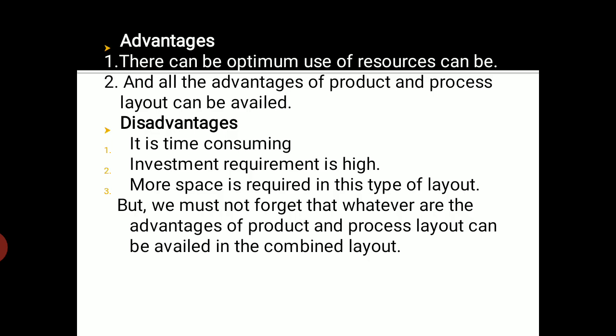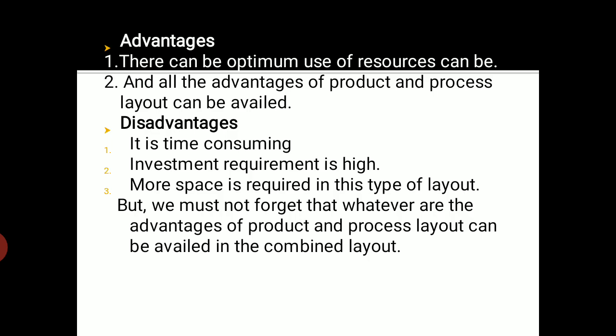Now, if we try to see the second point, all the advantages of product and process layout can be availed naturally, because it's a combination. See, many a times it's not only product and process layout that comes as a combined or hybrid layout. Instead, there can be static layout also, which can be used in the combination. What is static layout? Static layout is where the product does not change, but the rest of the things keep on revolving around it. That means everything else keeps on moving, but the product remains at a fixed position.